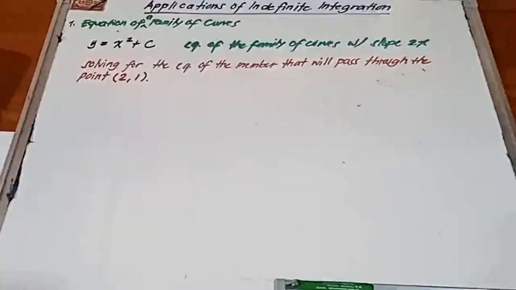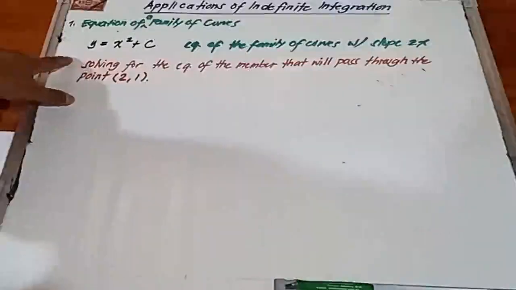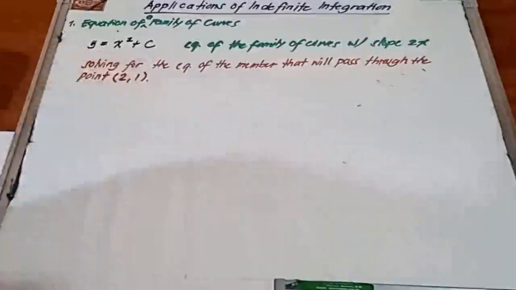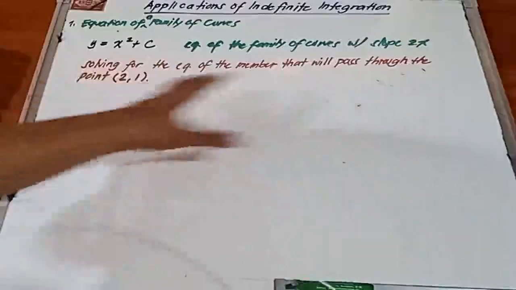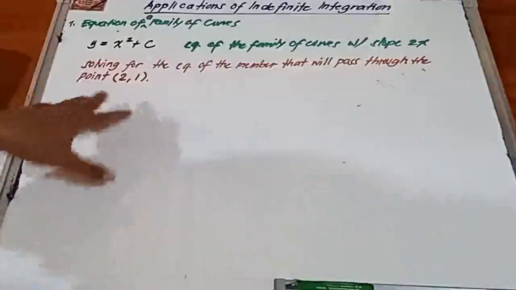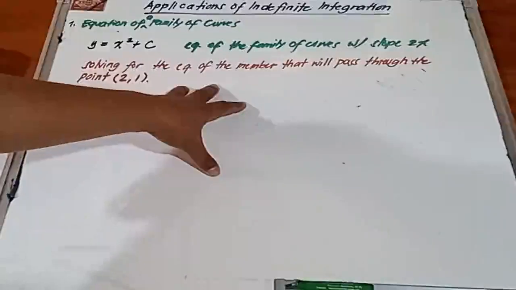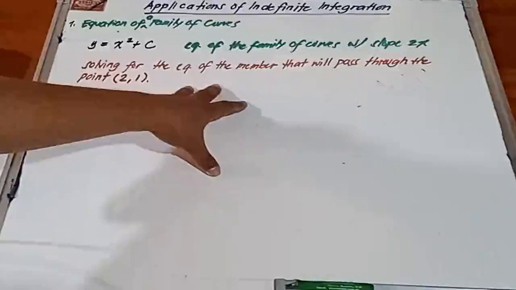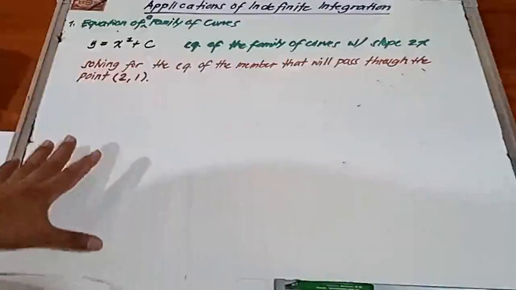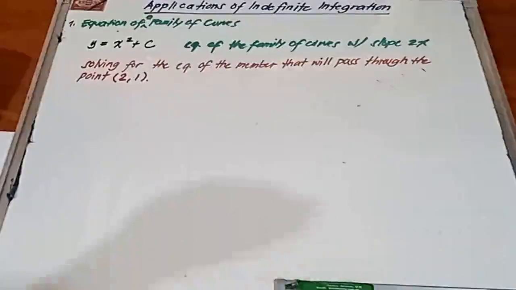So we have already the equation of the family of curves with the slope 2x, and that equation is y equals x squared plus c. Okay? So ang pinapahanap na lang sa atin ay equation of the member na tatama doon sa point o dadaan doon sa point na (2, 1). Paano natin makukuha yung equation of the member nitong family of curves na to na dadaan doon sa point (2, 1)? Simple lang, all we have to do is to solve for the constant c.